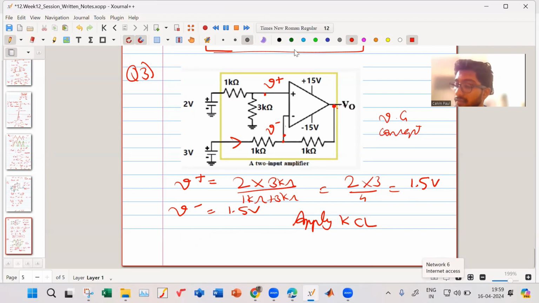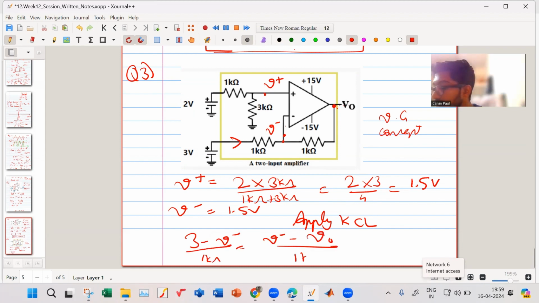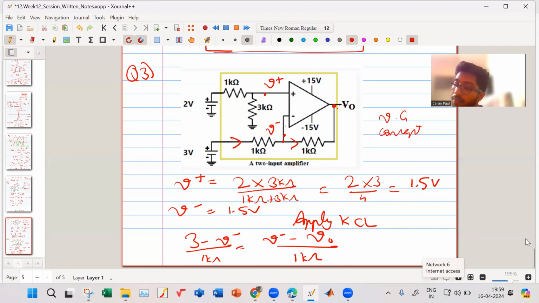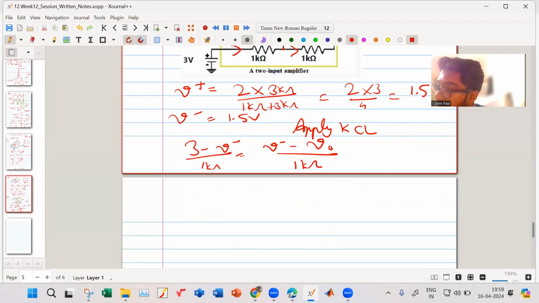Okay, Bharat, you're saying something? 3 minus V upon 1 is equal to V minus V0 upon 1. Right, Akash, this current is equal to this current. This current is equal to 3 minus V minus by 1K, and this is V minus V output by 1K. So the 1 kilo cancels, and 3 minus V minus is equal to V minus V output.